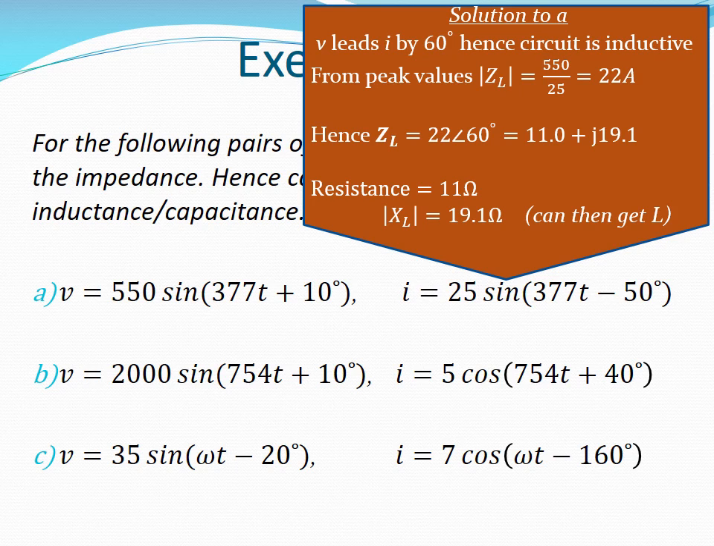In rectangular format, it is 11.0 plus j19.1. This means that the net resistance of the circuit is 11 ohms and the magnitude of the net reactance of the circuit is 19.1 ohms. I will leave you to calculate the inductance on your own.